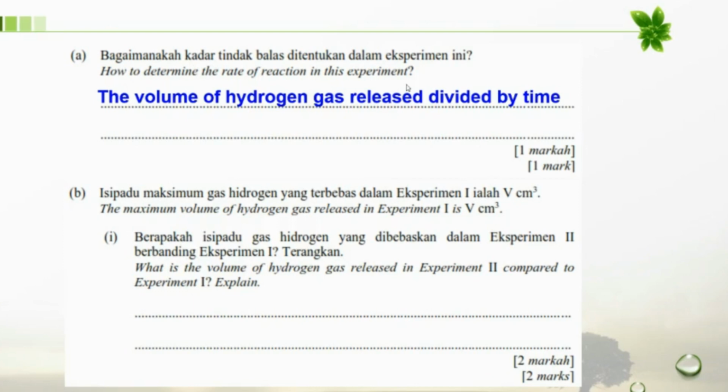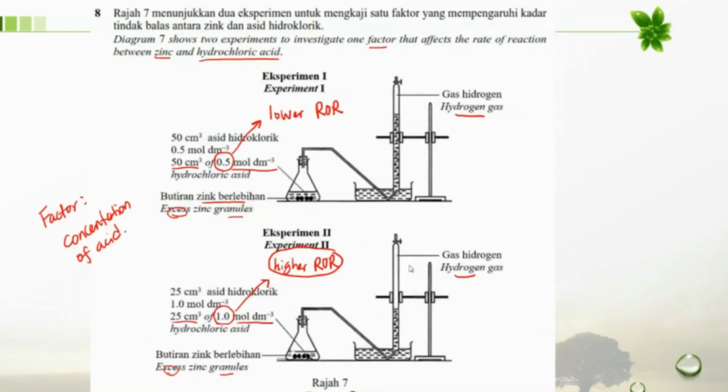Now, the maximum volume of hydrogen gas released in experiment 1 is V cubic centimeter. What is the volume of hydrogen gas released in experiment 2? Experiment 1 is V; compared to experiment 1, you need to explain your observation. Class, let's go back to our question. Zinc is in excess already, so we no need to see this one. We will see the limiting one.